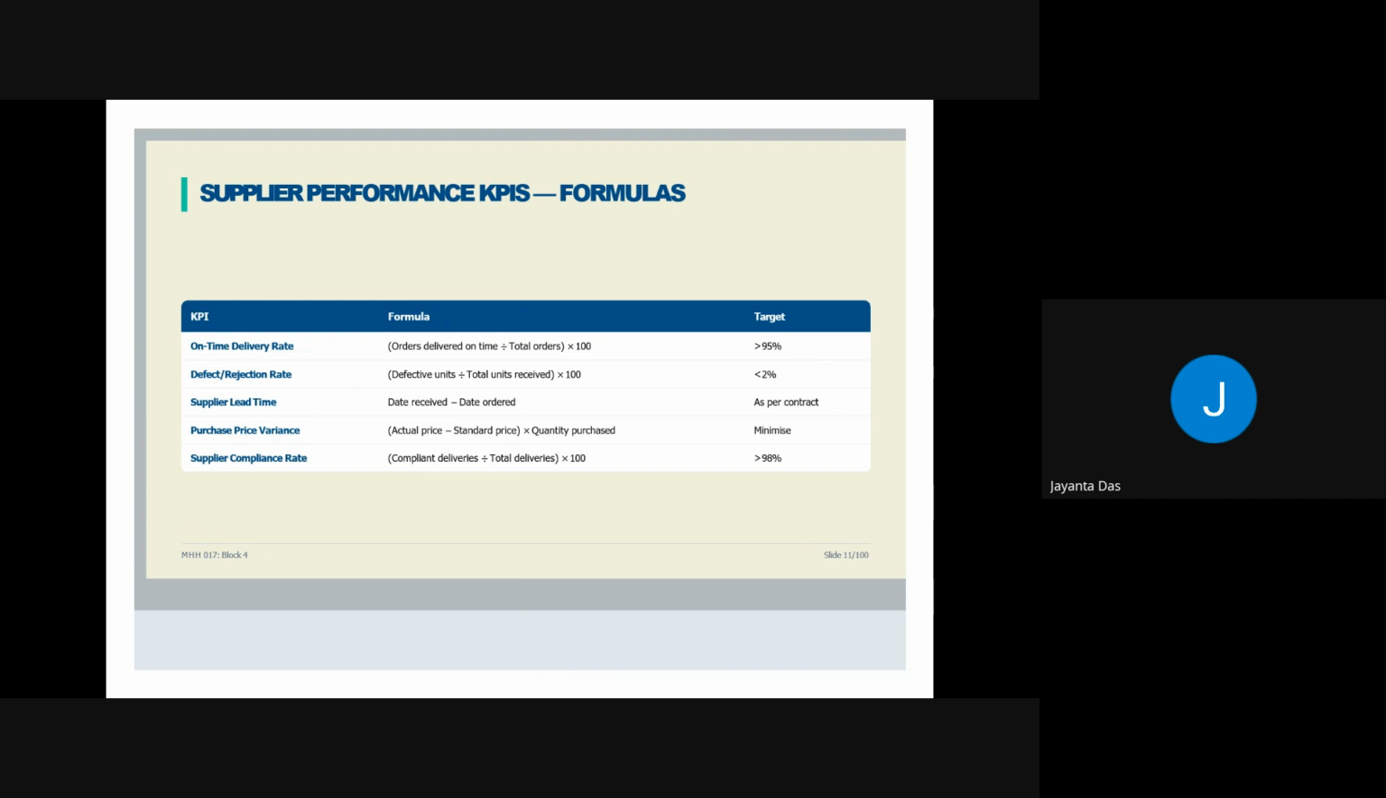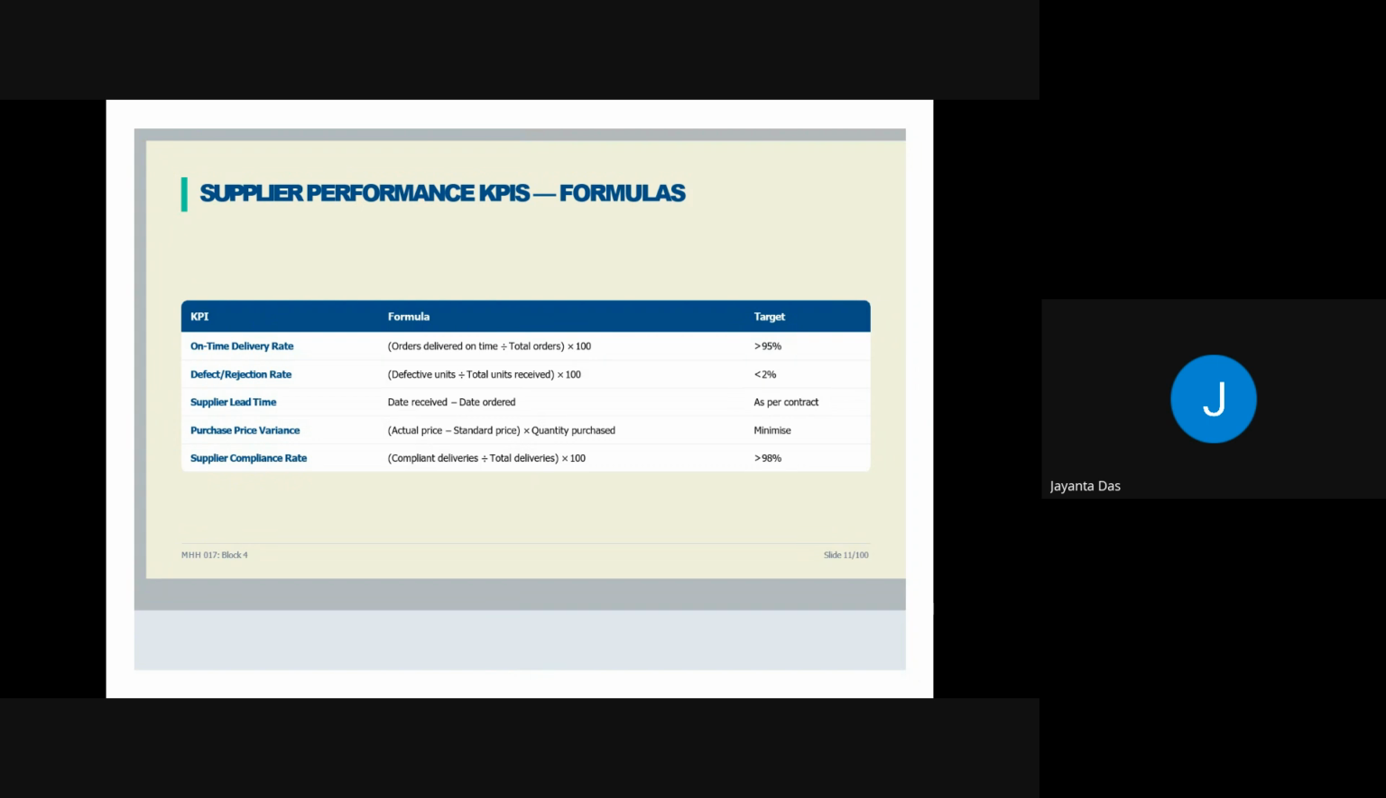Then supplier performance KPIs, that is the formulas. First and foremost, on time delivery rate. That is orders delivered on time divided by total orders multiplied by 100. And more than 95% should be our target. We must ensure that suppliers are supplying on time accurately more than 95% of the time. Defect and rejection rate, the extent to which defective units are being supplied, and it should be less than 2%.